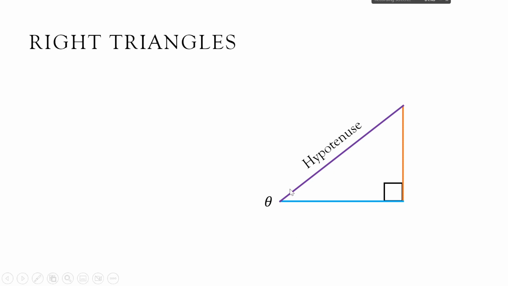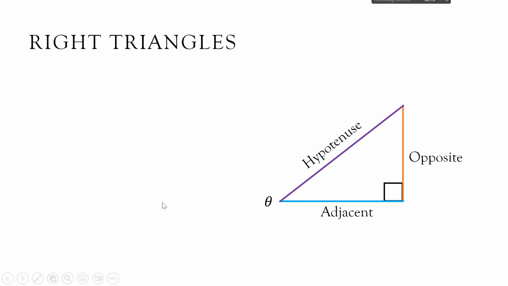The next side I want to talk about is the opposite. This is the side that is opposite to my angle of choice, so it's opposite to theta. And then the third side, we're going to call the adjacent. Adjacent means next to. So this is the side that is next to theta that is not the hypotenuse. So I have these three sides.